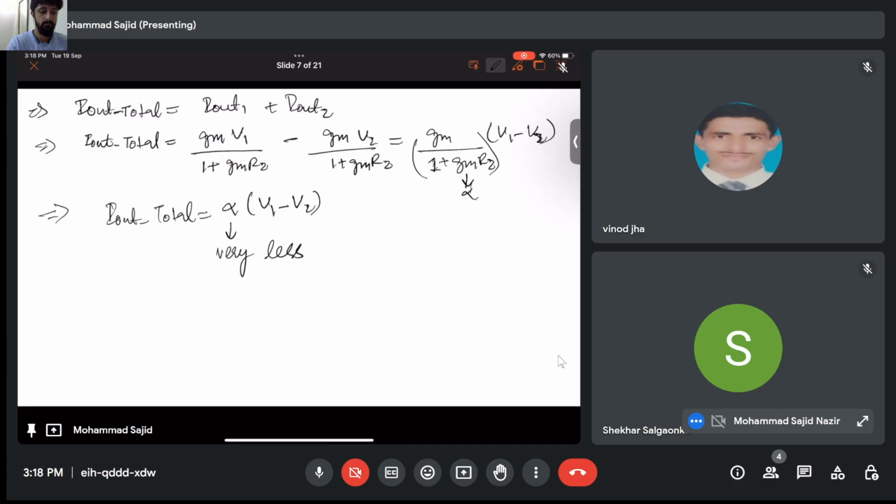This value is less, right? This proportionality factor is less, is not high enough. And also, you saw that there is a current flowing through the source branch. So that branch is loaded. So why don't we use this now as a difference amplifier?